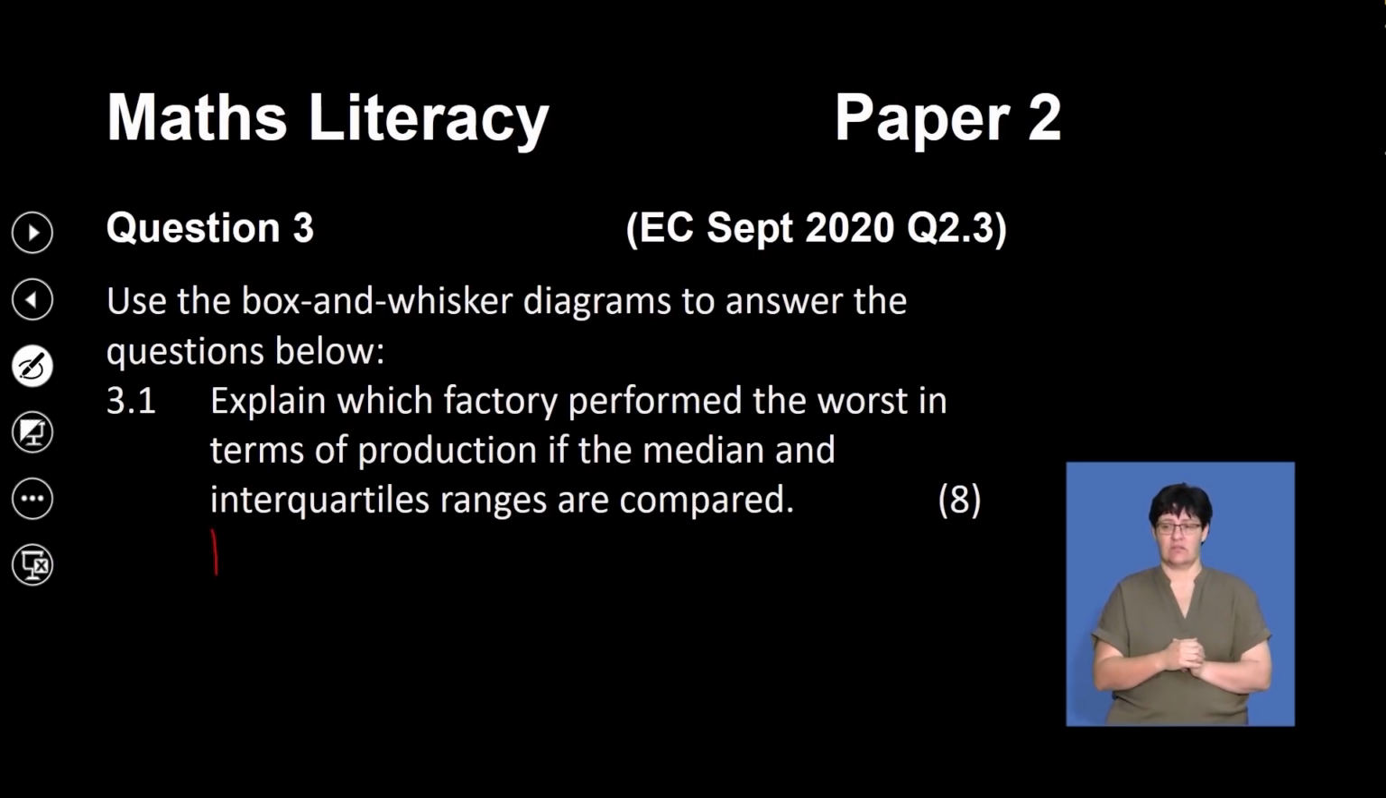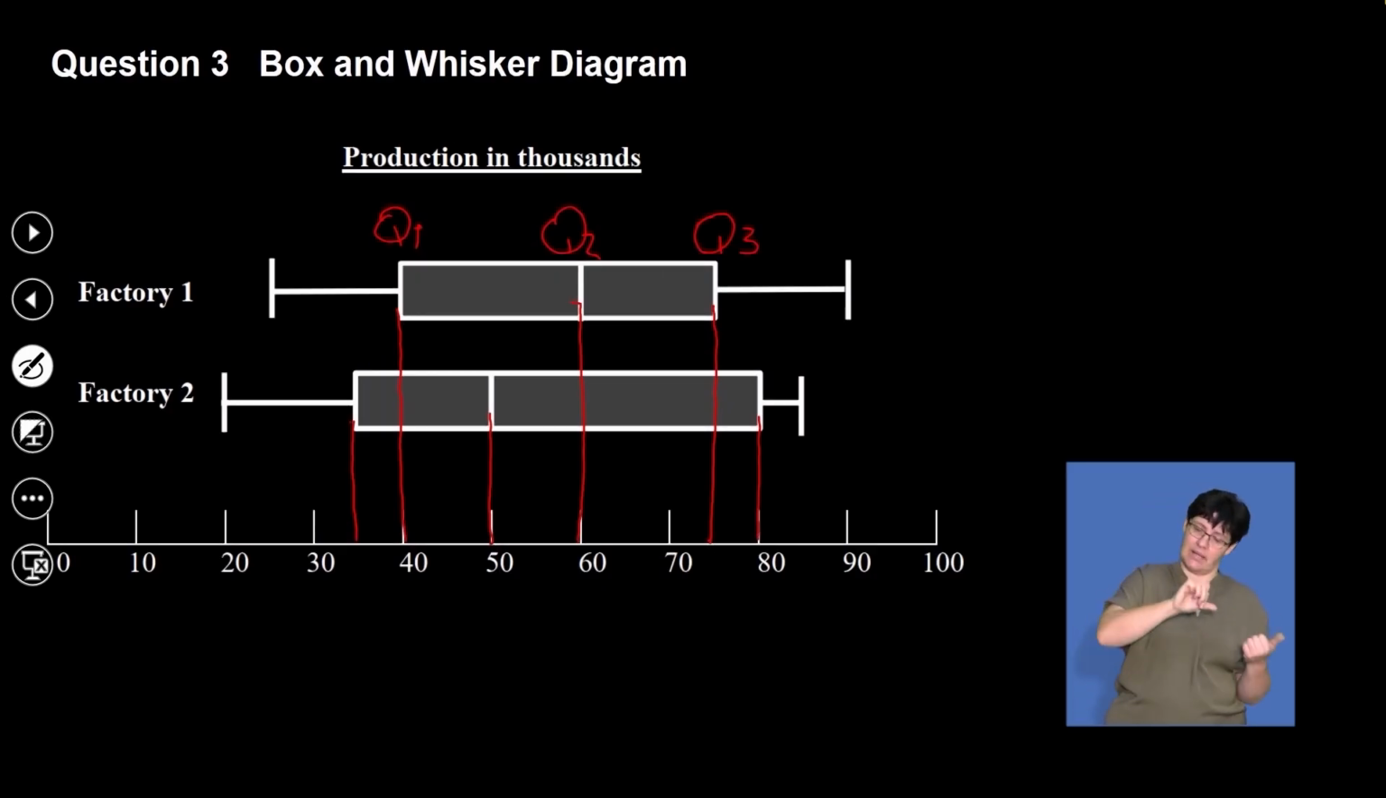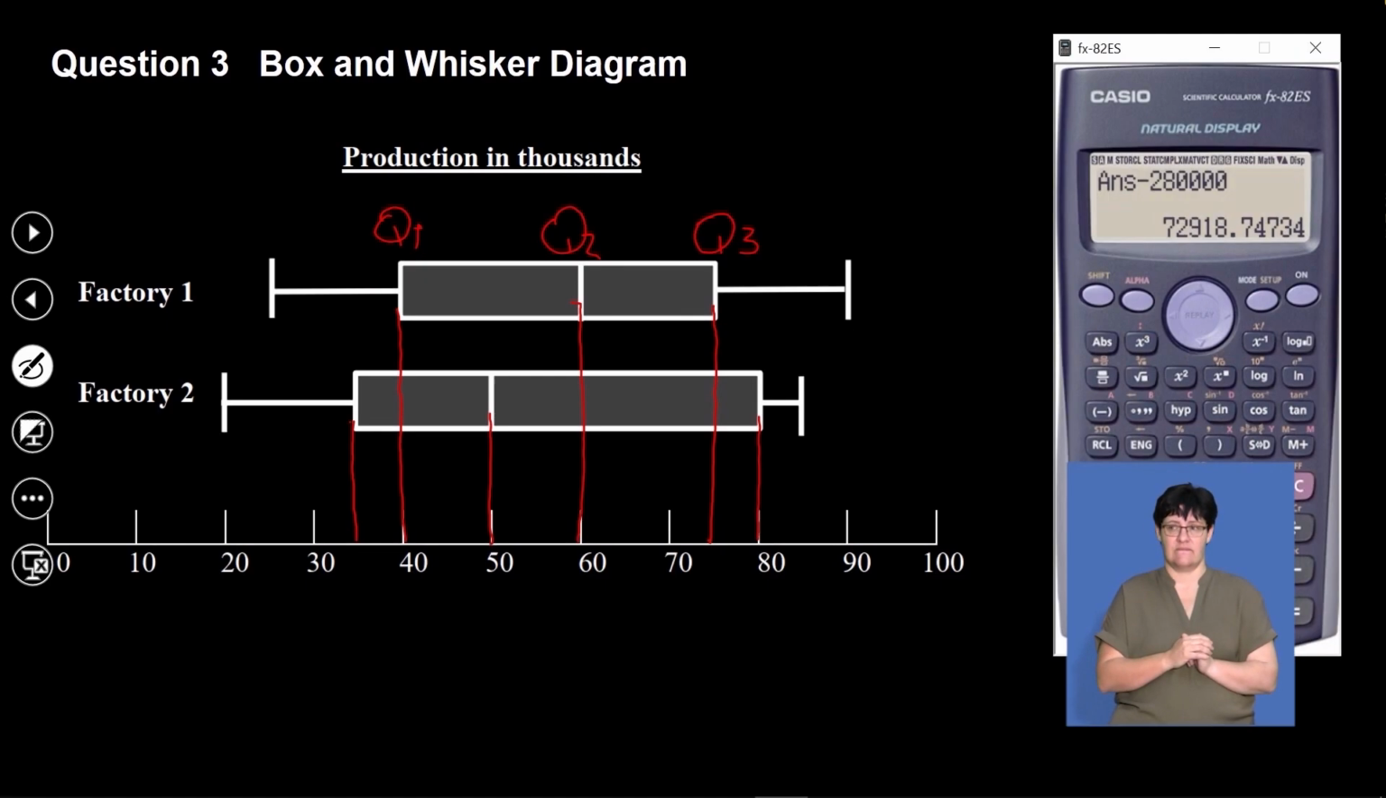So we've got factory 1. We've got our median was 60,000. And our interquartile range was 35,000. Okay, then I go back to that. My factory 2, my interquartile range was 80 minus 35. So it's 80 minus 35. I'll do that on my calculator.